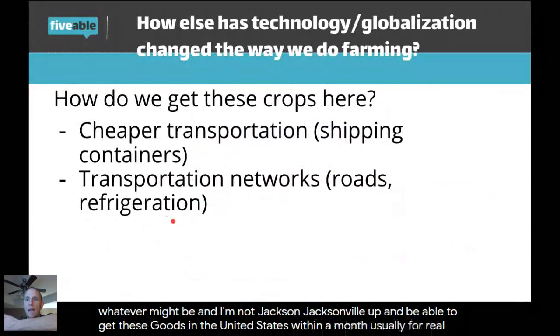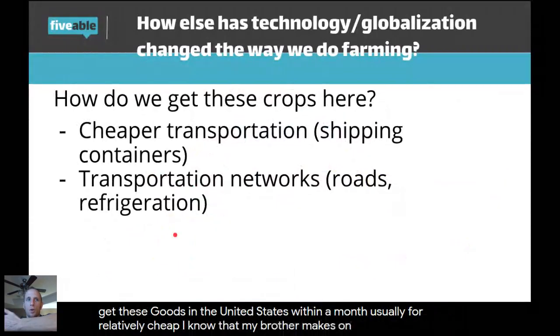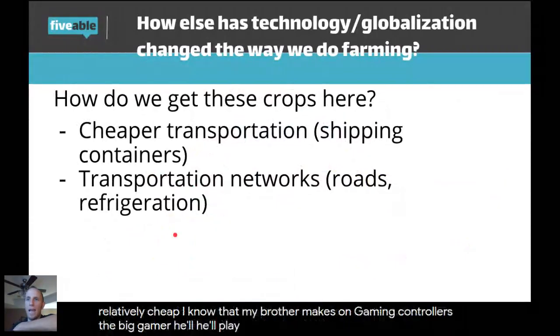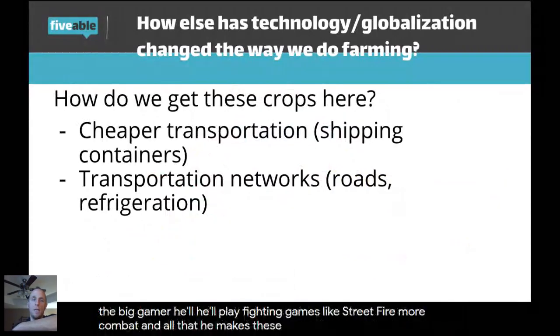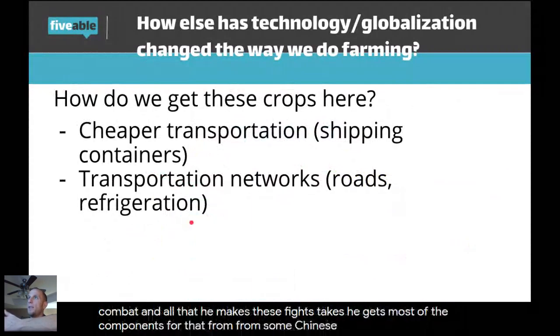I know that my brother makes gaming controllers. He's a big gamer. He'll play fighting games like Street Fighter, Mortal Kombat, and all that. He makes these fight sticks. He gets most of his components for that from some Chinese store because shipping is next to nothing.